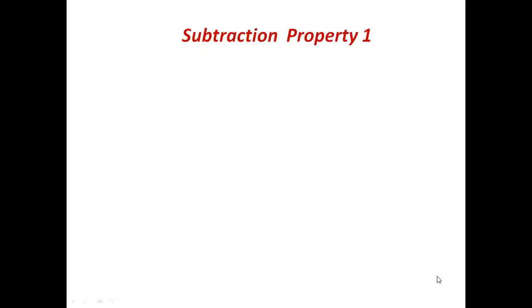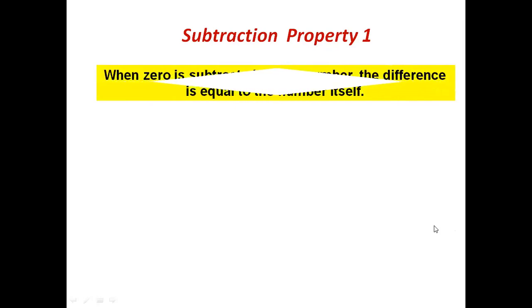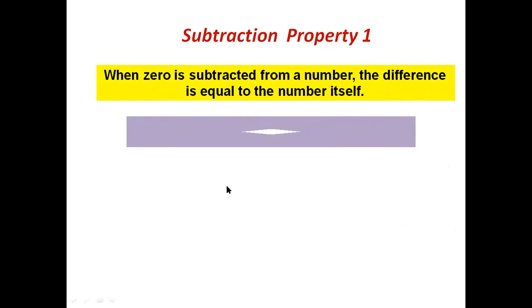Next, let's understand the properties of subtraction. The first property says when 0 is subtracted from a number, the difference is equal to the number itself. That means if I say 4 minus 0, what will I get? 4. No matter how large the number is, we will get the difference as the number itself.